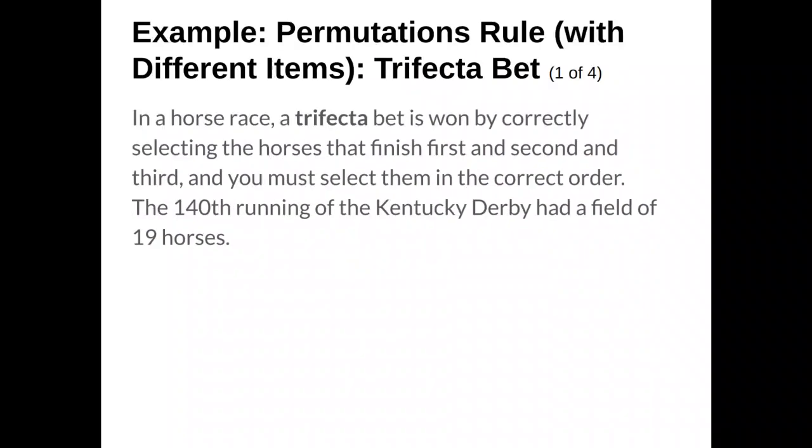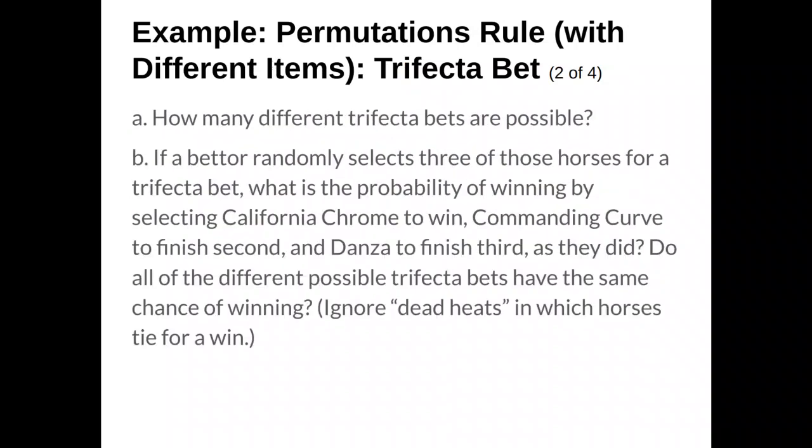So let's look at an example. In a horse race, a trifecta bet is won by correctly selecting the horses that finish first, second, and third. You have to not only get the correct horses, but the correct order. In the 140th running of the Kentucky Derby, there were 19 different horses. How many different trifecta bets are there? And what's the probability of getting it correct if you randomly select the finishing order?